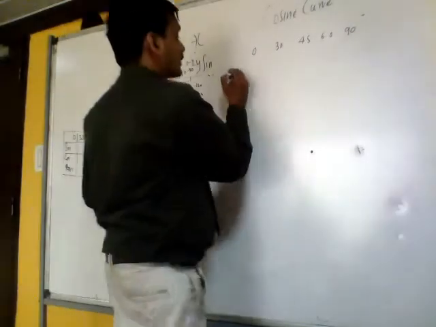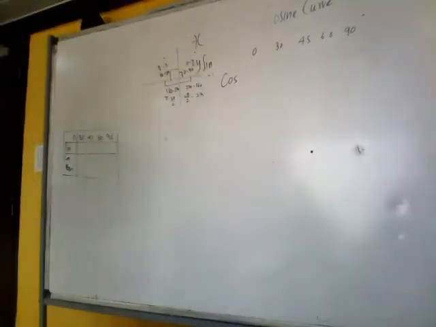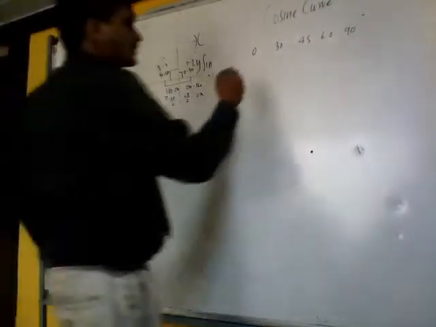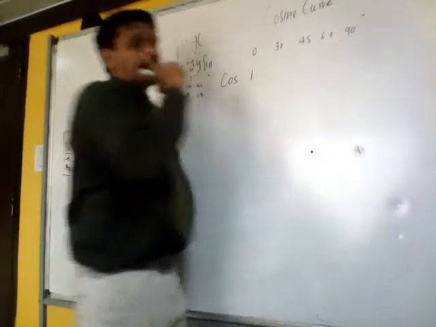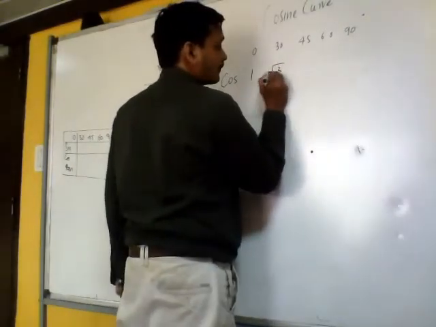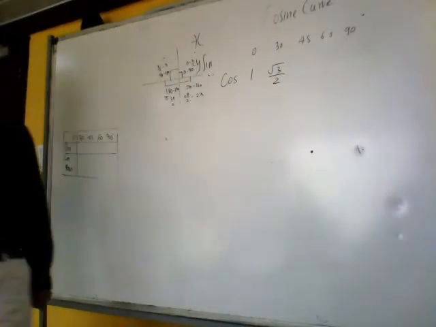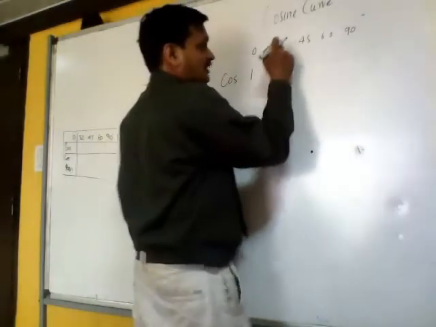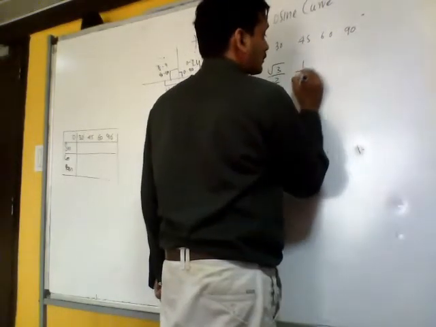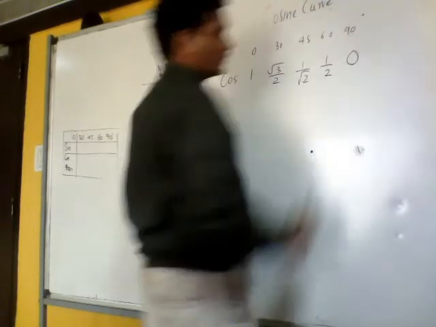So it's going to be cosine. Normally cosine starts with 1. Cos 0 is 1 and then it goes down. 1 is the maximum positive value. It goes down to root 3 by 2. You studied in sine, it's the reverse way. Cos 0 is 1, cos 30 is root 3 by 2, cos 45 is 1 by root 2, cos 60 is 1 by 2, cos 90 is 0.